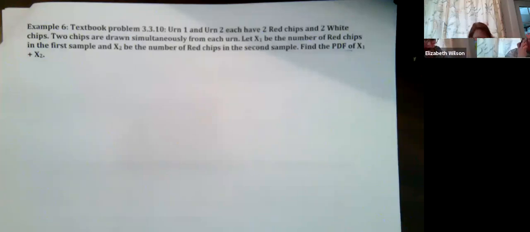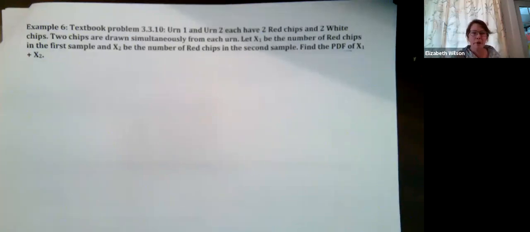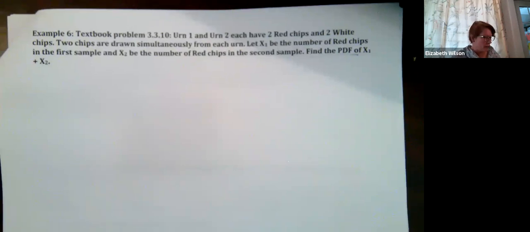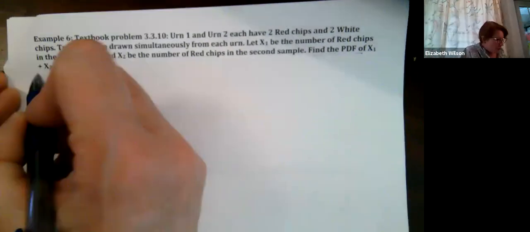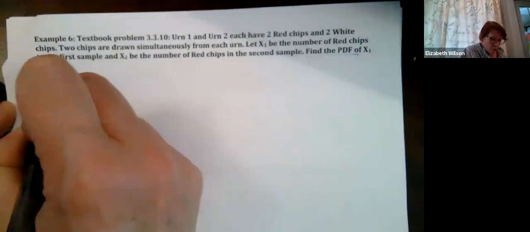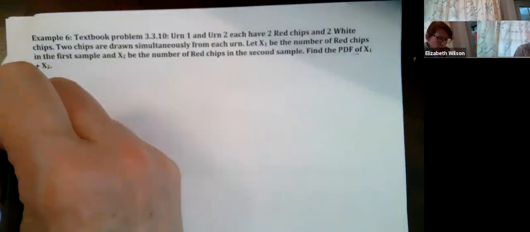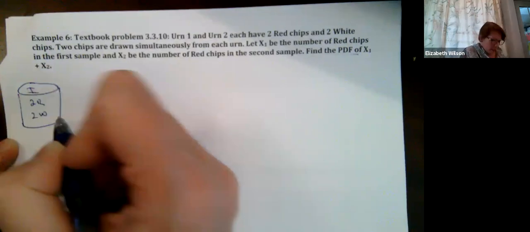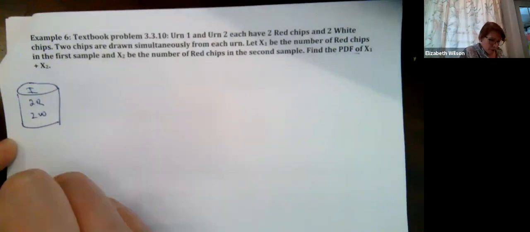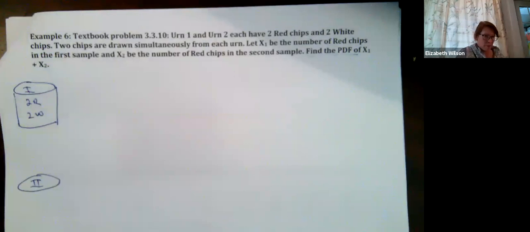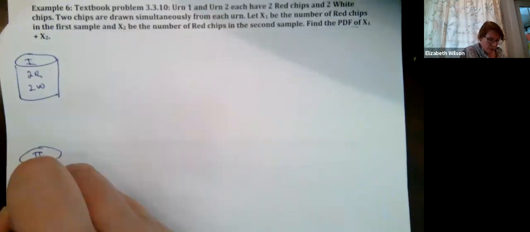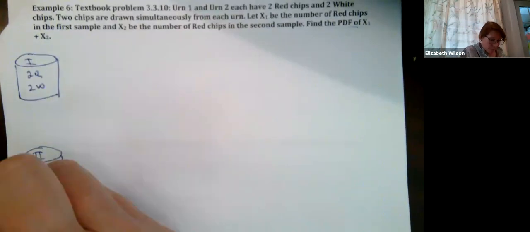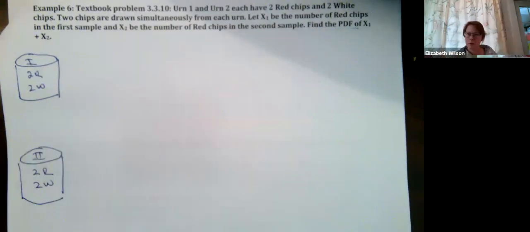So let's first take a step back to how we did it in the beginning, where we actually draw a picture out where we look at stuff. So I've got my first bucket here. This is number 1. So I've got 2 red and 2 white. And then I've got my second bucket, where I have 2 red and 2 white. Okay, so we're going to draw out our sample space just to see what it looks like.